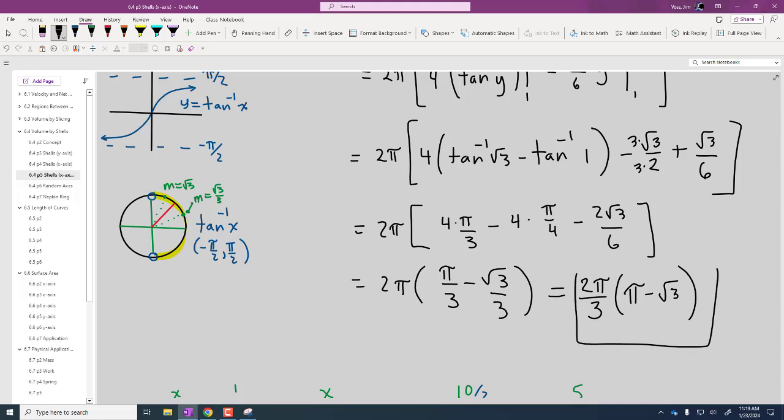That will be our, whatever. What were we finding? Volume? Long ago?